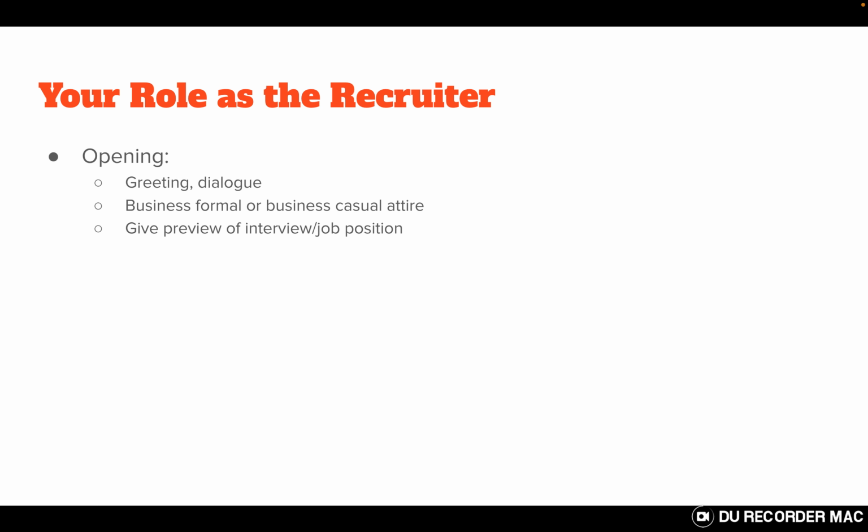And as a recruiter, you need to give a preview of the interview and the job position. So we're interviewing for this job position, and I'm going to be asking you questions about your education experience, your work history, and how you might fit into this role. So you need to give a preview in the opening.